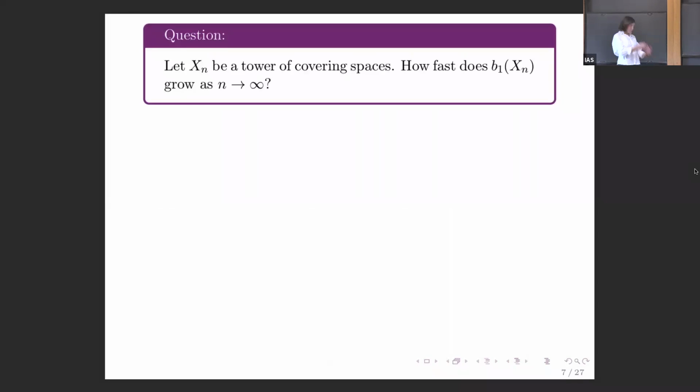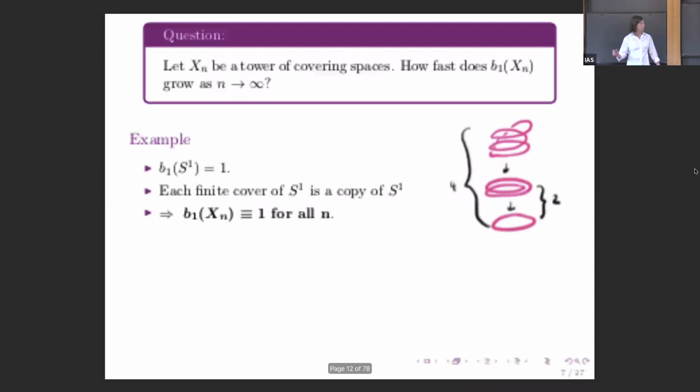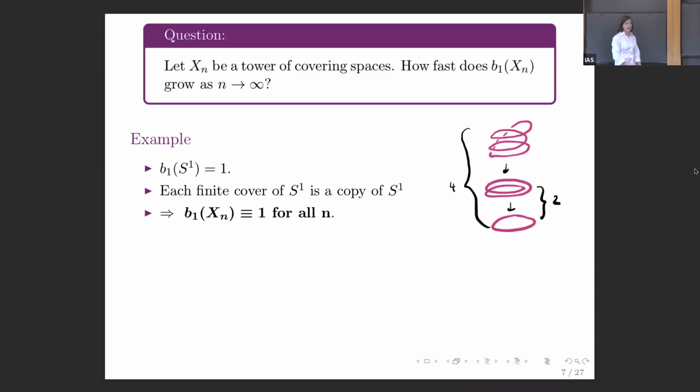And so the precise question that I'm going to ask is, if X_n is a tower of covering spaces, how fast does the first Betti number grow as n goes to infinity? Okay, let's go back to our example of the circle. The first Betti number of the circle is 1. There's only one loop. If you put two loops, they're the boundary of a collapsed annulus in which both sides of the annulus have met. And each finite connected cover of the circle is itself a copy of the circle. And so the first Betti number is 1 all the way up the tower. So nothing.